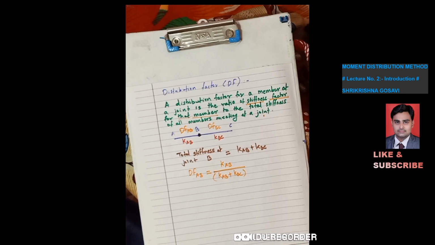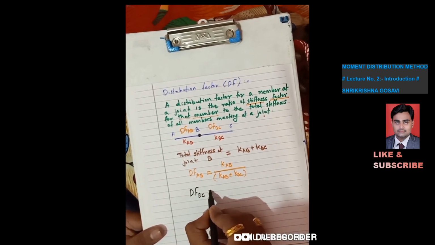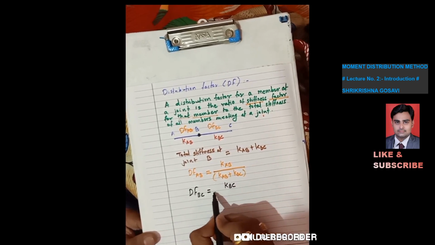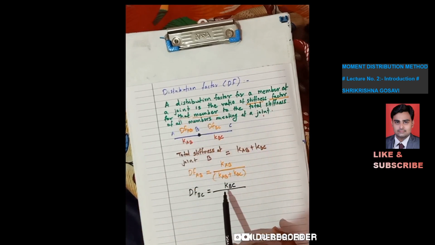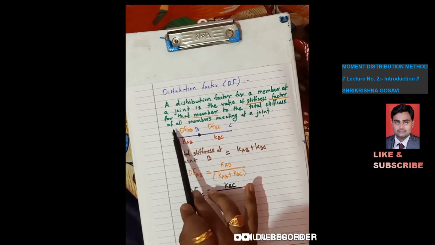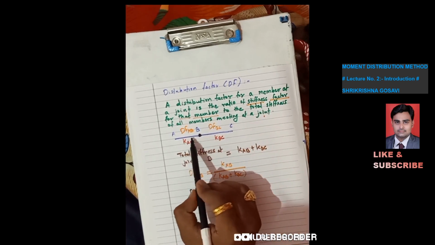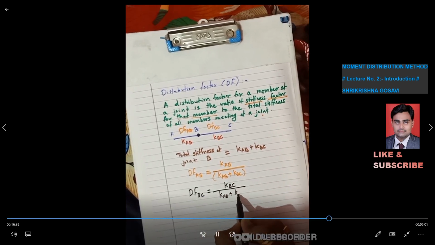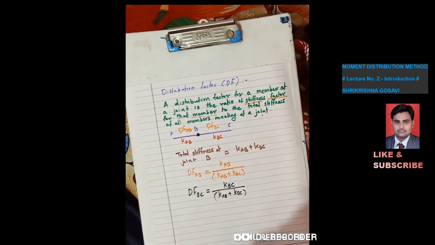Similarly, if I want to calculate the distribution factor of BC, then it is nothing but the stiffness of BC. As per the definition, it is the ratio of the stiffness factor of that member. So stiffness of BC divided by the total stiffness of all the members meeting at a joint. Two members are meeting here, AB and BC, so take their stiffness as the total stiffness, KAB plus KBC. In this way, the distribution factor is calculated.